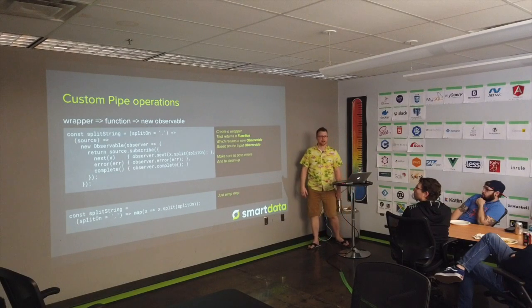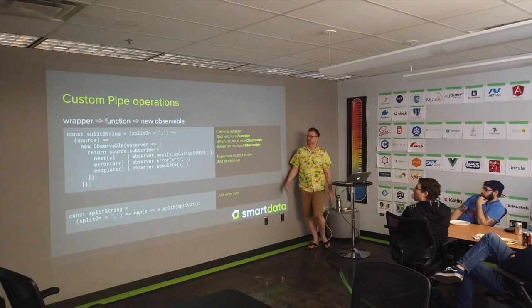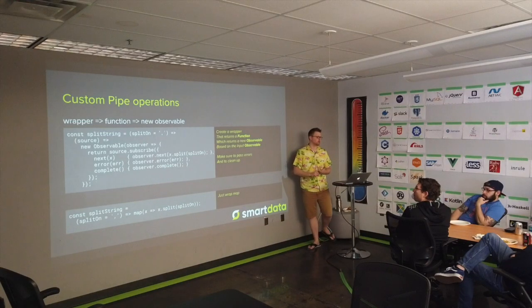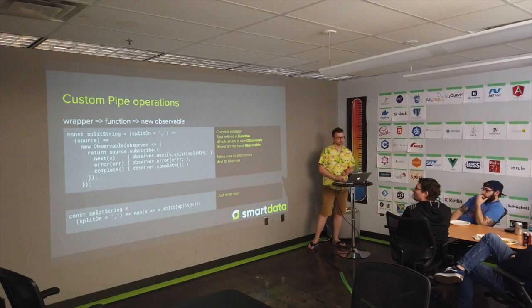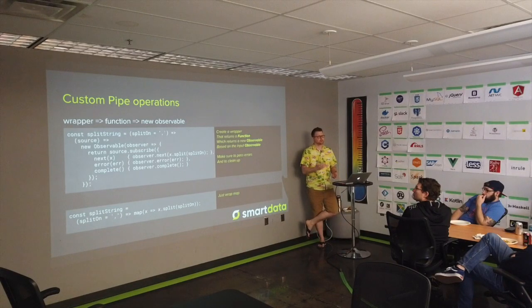So let's go through how you create your own custom operators. Basically the formula is you want a wrapper that returns a function, which will accept a source observable and return a new observable. So a wrapper that returns a function that accepts a source observable and returns a new observable.